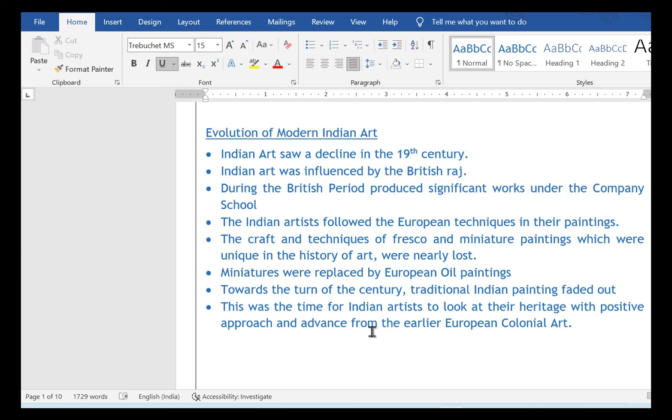This was the time when Indian artists looked back at their heritage with a positive approach and they moved on from the European colonial art.